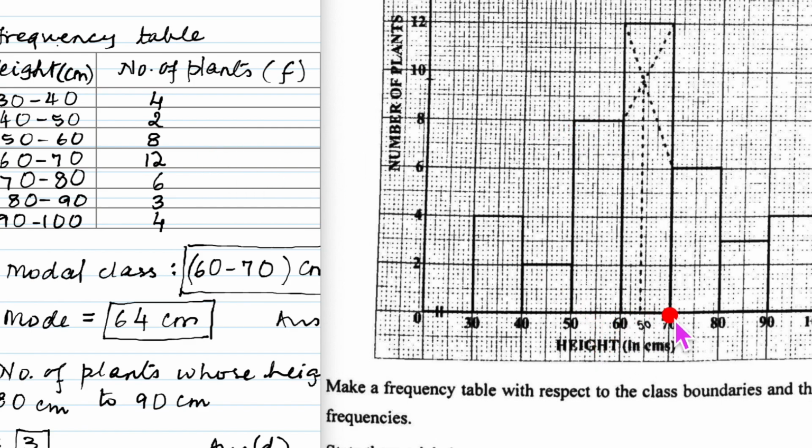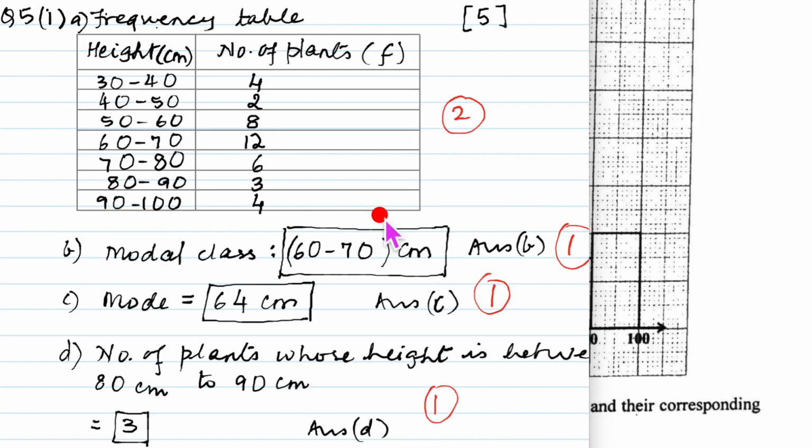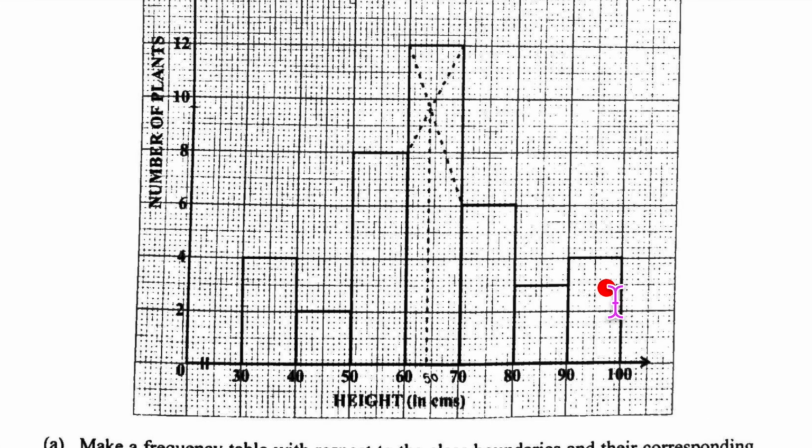Then 60 to 70, it is 12. Then 70 to 80, it is 6. 80 to 90 is 3. And 90 to 100 is 4. So our frequency table is ready. And now we have to see which is the modal class. The modal class is the class which has mode in it. That is 60 to 70 centimeter. Just look over here, between 60 and 70.